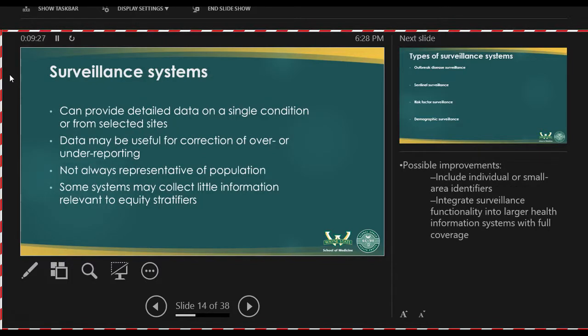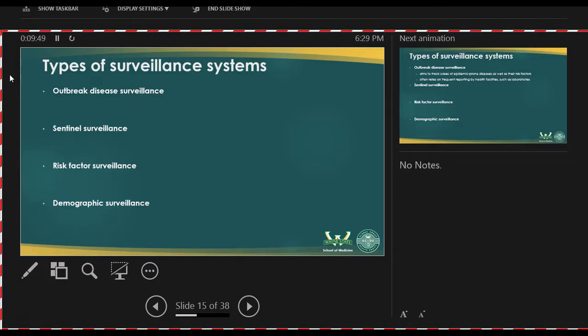Last, we want to come to the surveillance system. It can provide detailed data on a single condition or from selected sites. It's useful for correction of over and under reporting, but not always representative of a population. It's a surveillance of a small area, so it doesn't represent the whole population. And some systems may collect little information relevant to equity stratification. Some surveillances may truly not be appropriate to what you're actually trying to study. So these are examples of surveillances, and the reason I put this slide is it's a little busy, but I think it gives you an idea what surveillance is about.